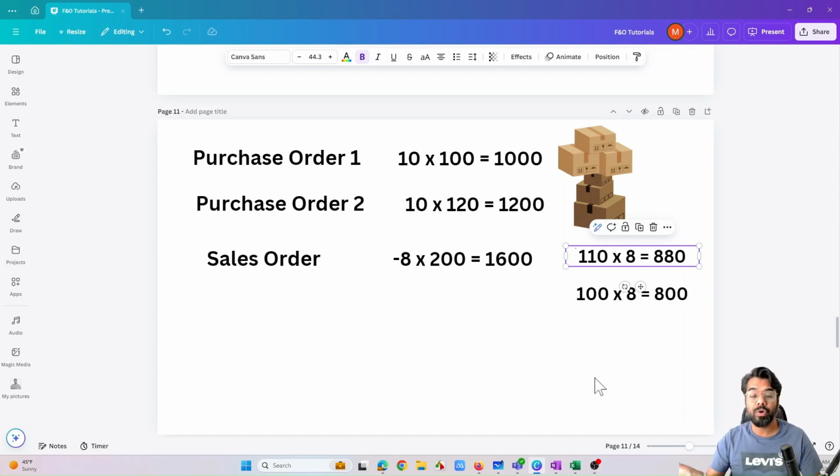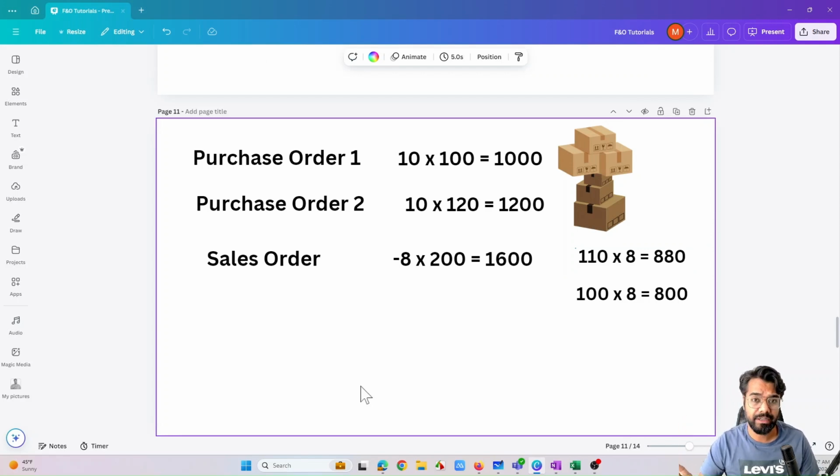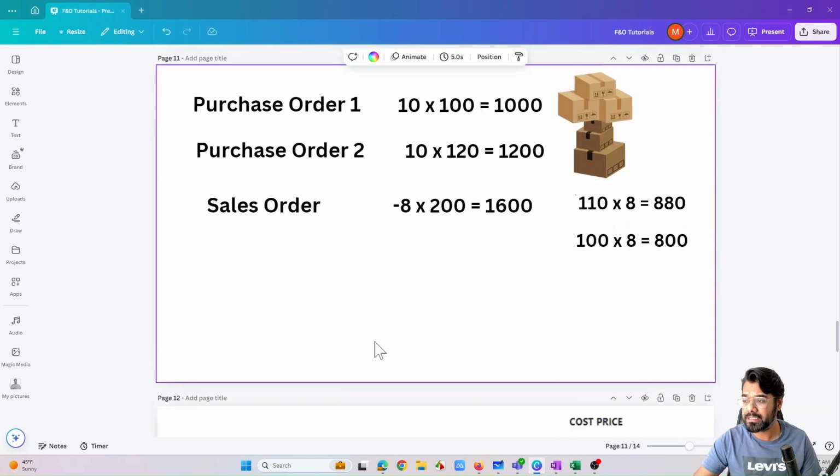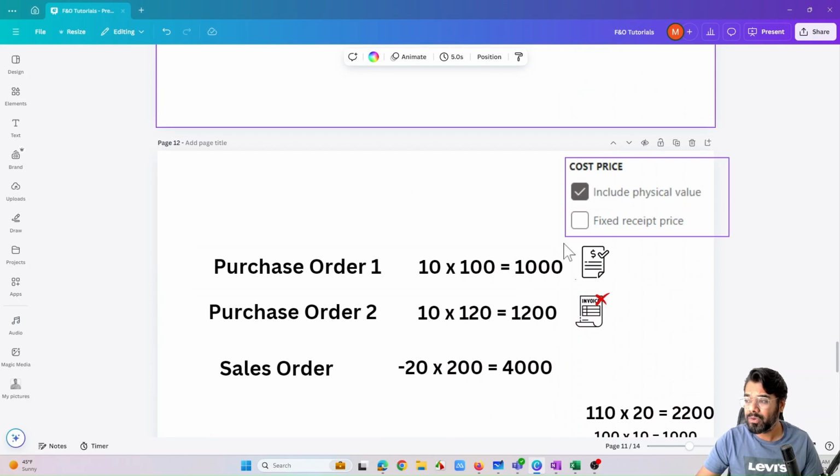So this is the whole concept that we discussed in the earlier video, but the whole logic of this can be affected by a parameter named Include physical value, which is available within the item model group of the inventory item. I will show you shortly. So we're going to do two scenarios.